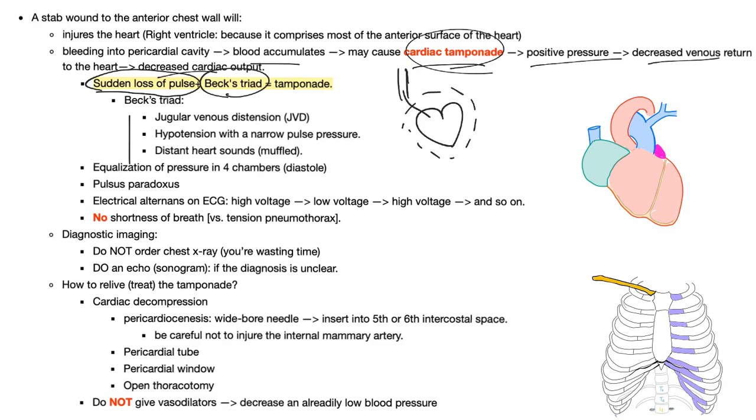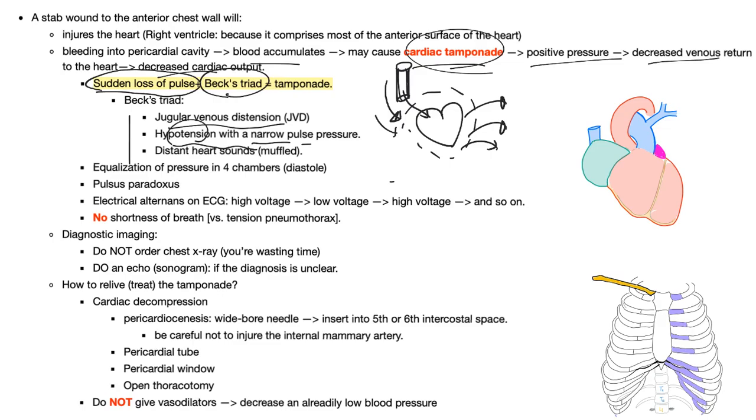Your veins cannot drain into your heart. The venous pressure is going to rise, leading to distended veins. This is called jugular venous distension. Hypotension, because there is no venous blood coming to the heart. There is little blood going out of the heart, so there is less cardiac output. You'll have hypotension with a narrow pulse pressure. The pulse pressure is the difference between systolic and the diastolic.